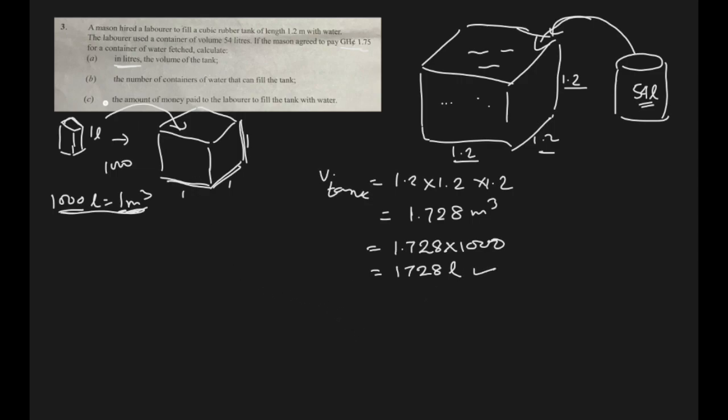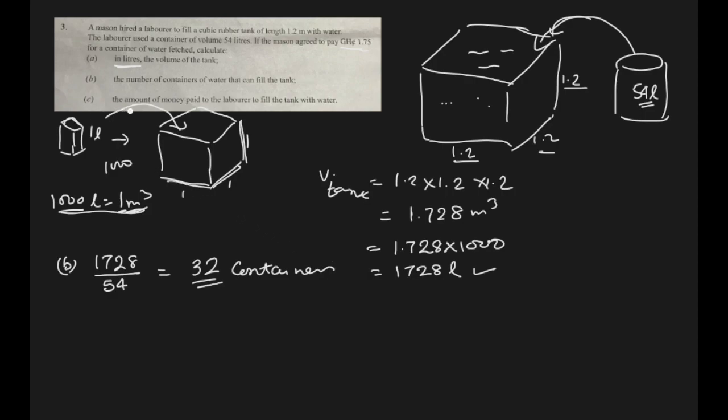What about the B part? The number of containers of the water that will fill this tank. So now for the B part, this is the total volume we need to fill, and each container is 54 liters. So we'll divide by 54. That will tell us how many containers will fill this one. So this will be 54 times 32, 1728. The number of containers of the water that can fill the tank is 32 containers.